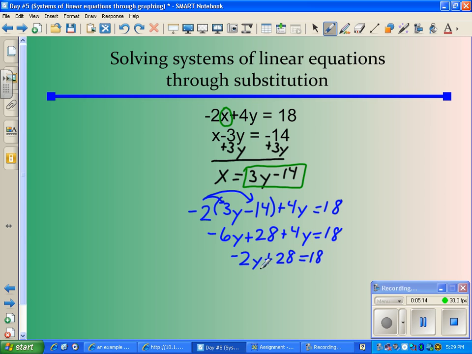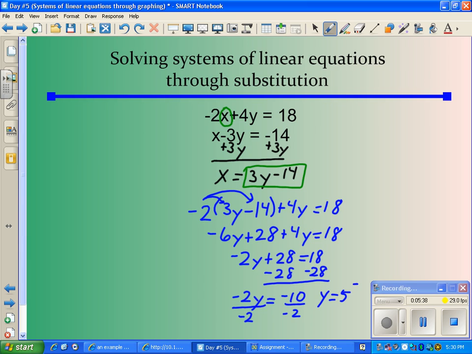We're going to go backwards. So we have to get rid of that positive 28, so we're going to go backwards and subtract it. 18 minus 28 gives you a negative 10. And last but not least, since negative 2 is multiplying to y, we have to go backwards and divide by negative 2. So in this case, y is a positive 5.